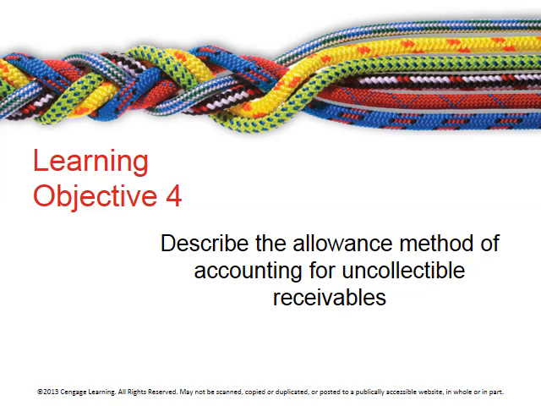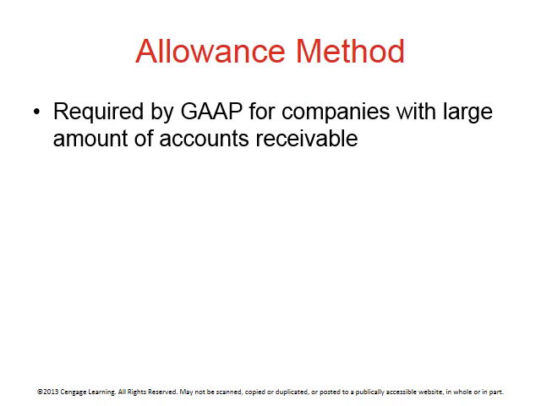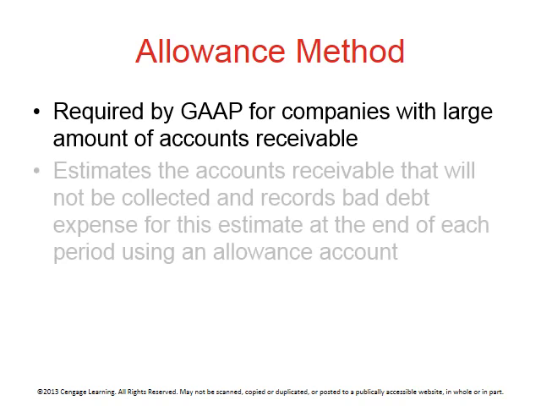Alright, so we're going to look at the allowance method. With the allowance method, it's typically required for companies with large amounts of accounts receivable. So most of your big publicly traded companies are required to use the allowance method.